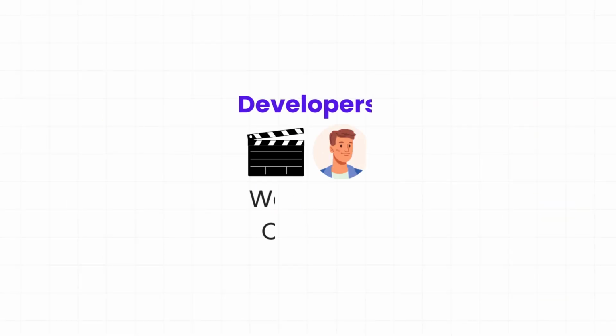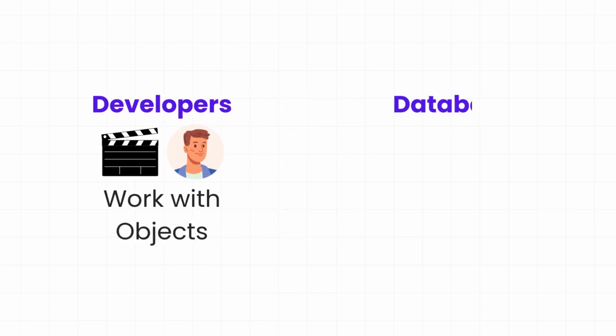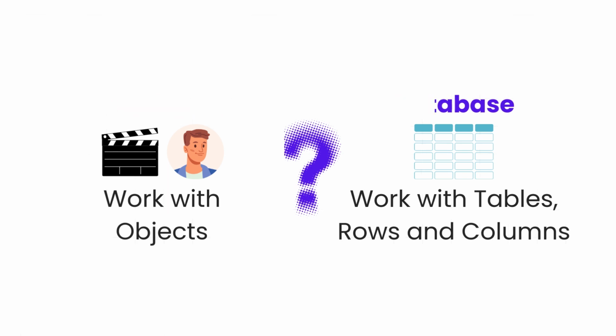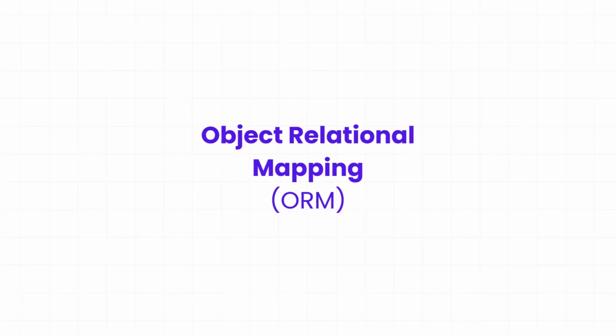Developers want to work with objects, like a movie or a user, while the database only understands tables, rows, and columns. How do we bridge this gap so everyone gets what they want, without chaos in the kitchen or confusion at the table? Welcome to the world of Object-Relational Mapping, or ORM for short.